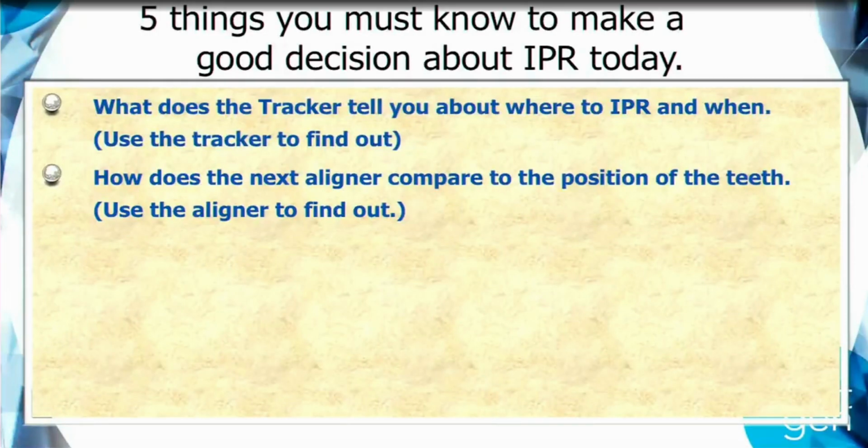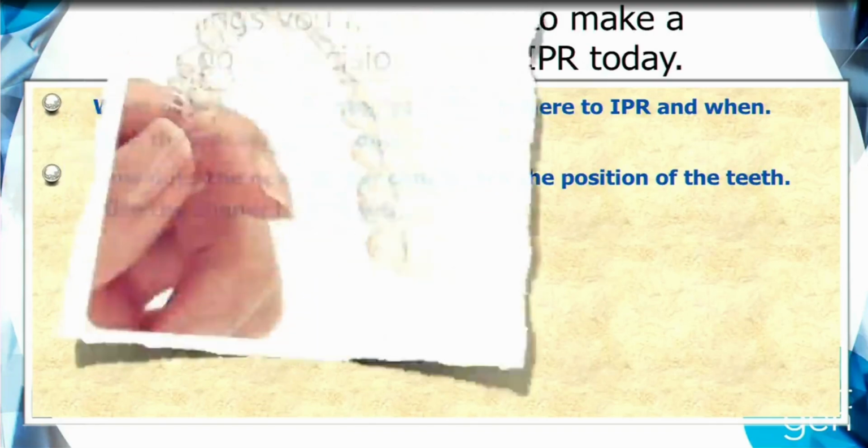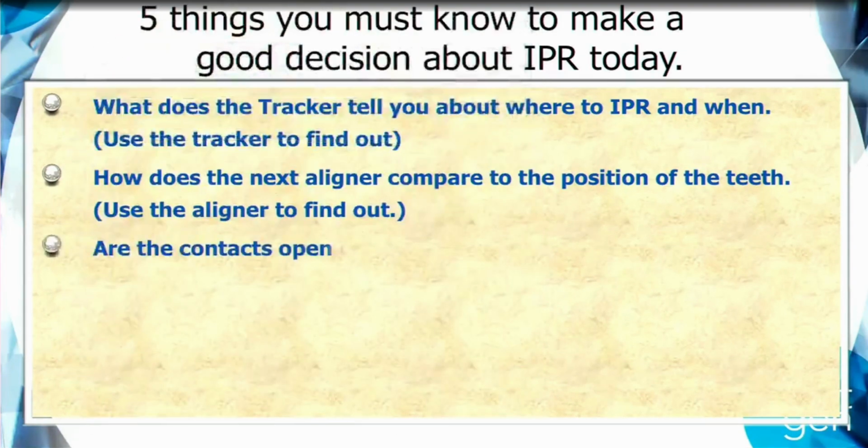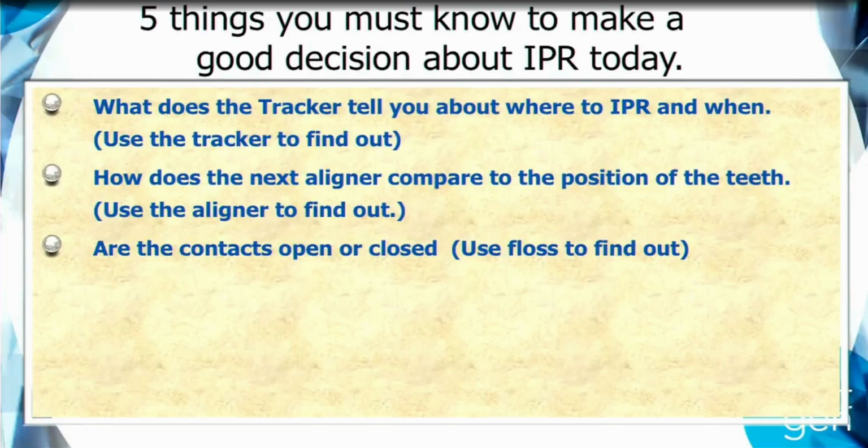The second thing you need to do is how do the aligners compare to the position of the teeth? So you've got to look at that aligner and look at some of the more dramatic parts of that, the overlaps or the separations or the angulations, and compare that and make a judgment, am I on track? You're used to just putting the aligner in and looking for gaps along the top, and I want you to just look at the aligner and make an assessment, am I in gear? Am I on track? Okay, third thing you're going to need is, are the contacts open or closed?